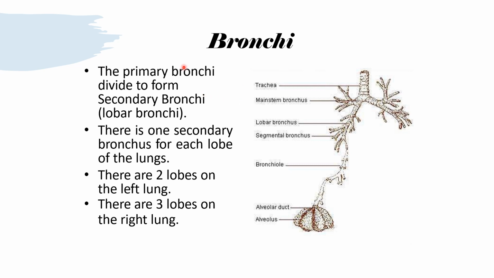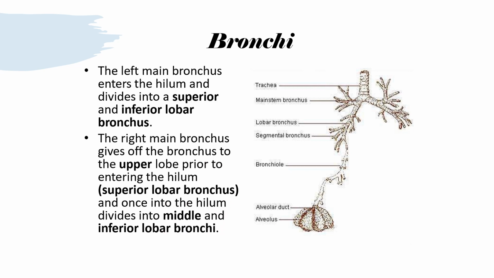Now coming to the bronchi, the primary bronchi divide to form secondary bronchi. As you can see in this diagram, the two primary bronchi divide to form secondary bronchi, also known as the lobar bronchi. There is one secondary bronchus for each lobe of the lung. So the left lung has two lobes, so there are two lobar bronchi for the left lung, whereas the right lung has three lobes, so for the right lung we have three lobar bronchi.